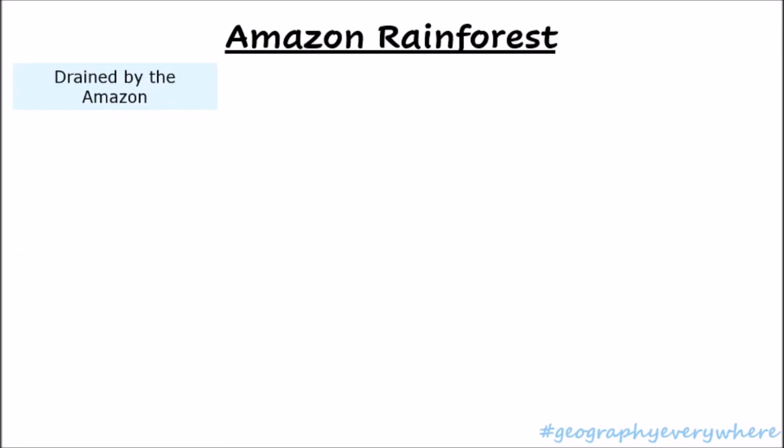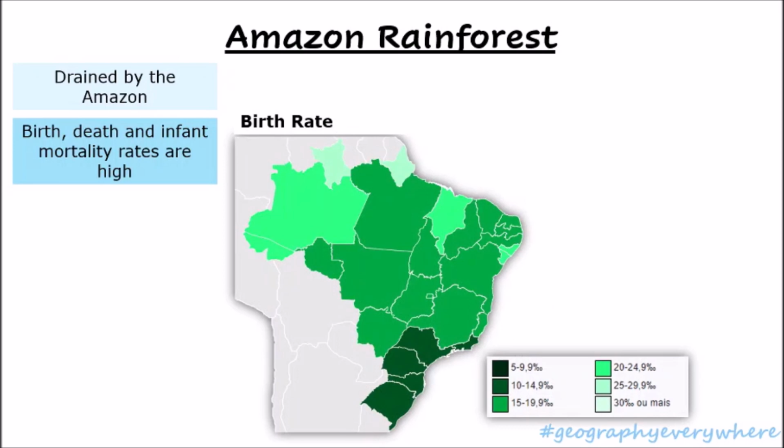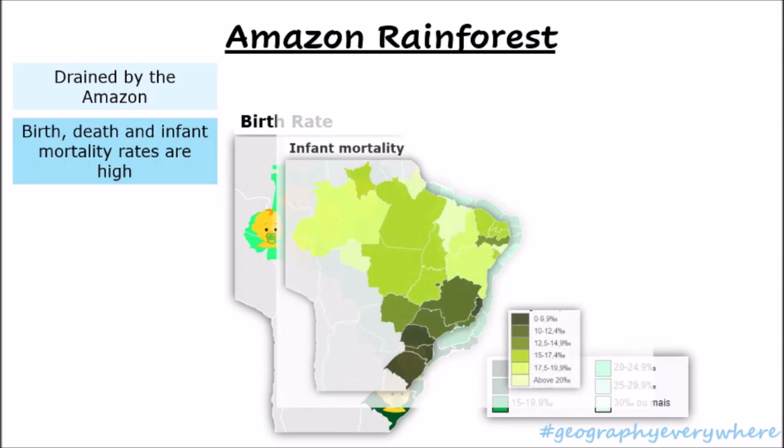As we said, this area is drained by the Amazon River. Places over here have very high birth, death, and infant mortality rates. Let's look at some maps. This first map shows the birth rate in Brazil. You can see that close to the coast, the birth rate is around 10%. However, in the area of the Amazon rainforest, it's almost double the amount.